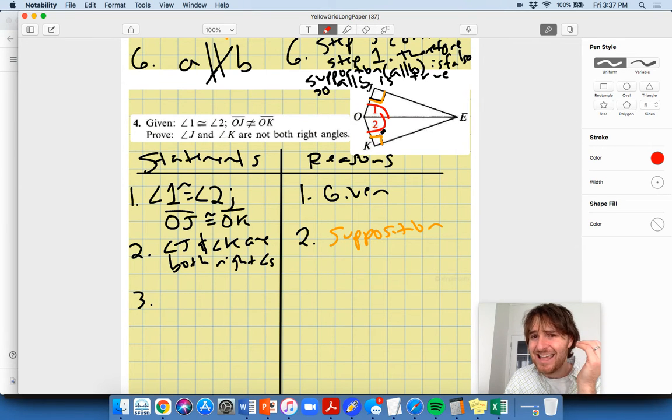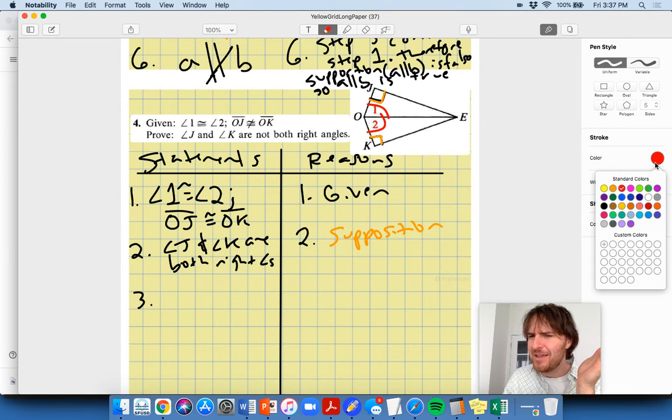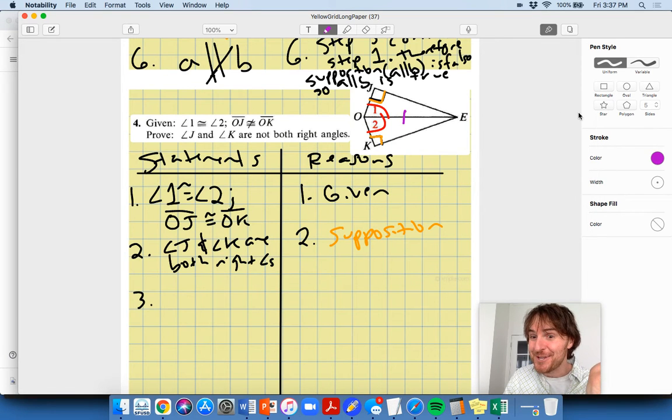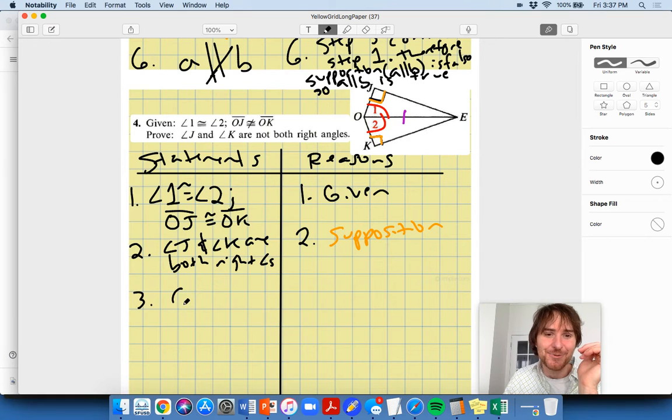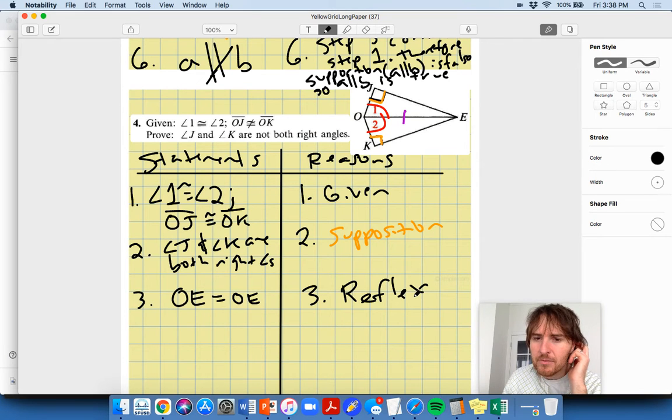AAS, let's see. Was this HL maybe? We know that the hypotenuses are congruent to themselves. We know that OE equals OE. So let's go ahead and add that to the actual proof. OE equals OE. That length OE equals length OE, not the segments are congruent, so I'm not talking about congruency. Anyways, I digress. That's the reflexive property of equality.